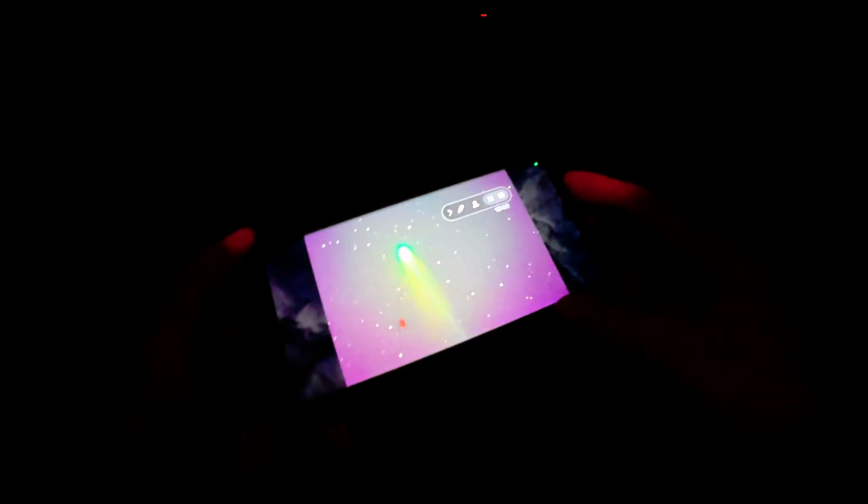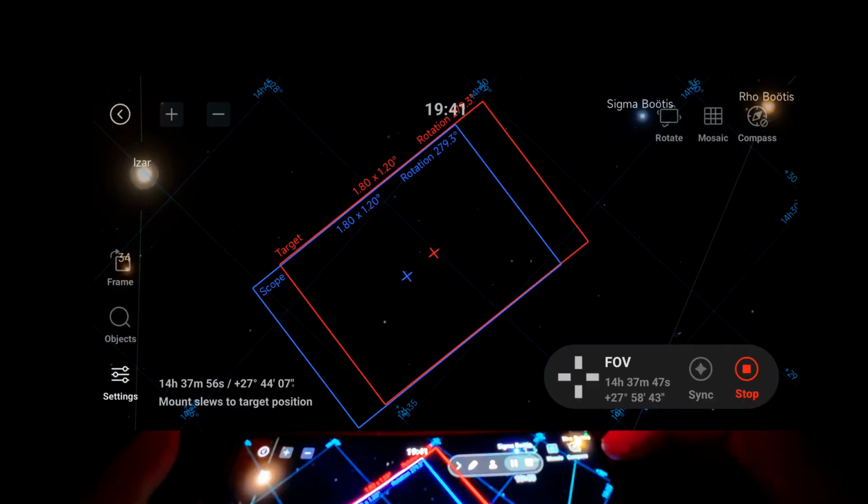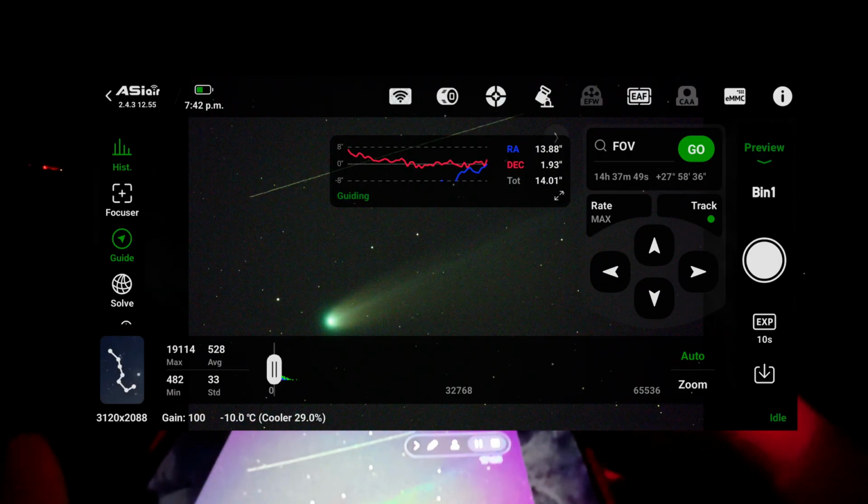Looks like we can see the comet. Holy, yep, that is, wow. Okay, I need to rotate 90 degrees a little bit to the right. Perfect.